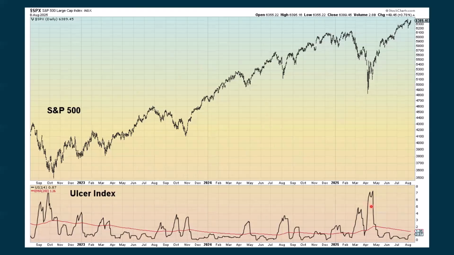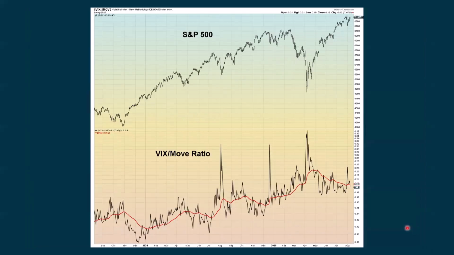The Ulcer Index, another measure of fear in the market. I only start showing this when we get above the moving average and we're still below it. We look at the volatility of stocks and the volatility of bonds and then do a ratio between the two. Now we're picking back up a little bit here as we were coming up out of the lows in April. This red line continued to go down, and that was more positive for stocks. That means the volatility of stocks was going down faster than the volatility of bonds.